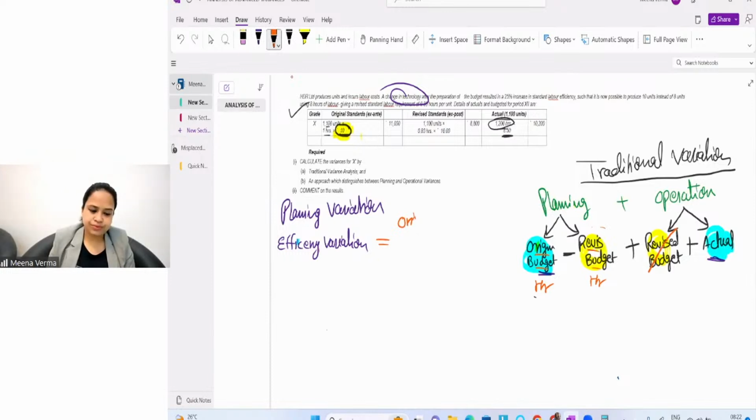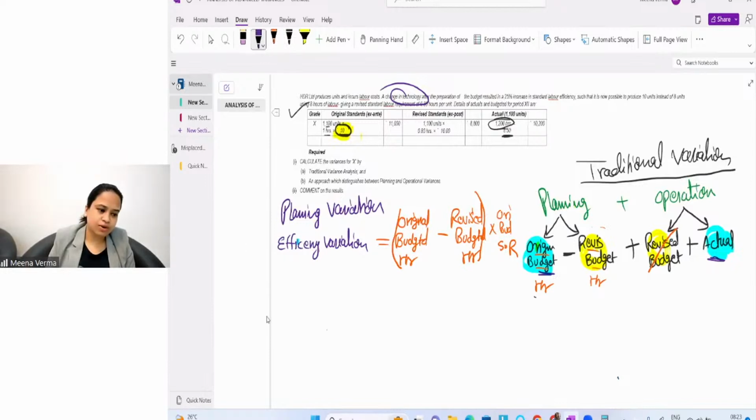So original budgeted hour minus revised budgeted hour into original budgeted standard price, standard rate. Right, consider this formula, find the efficiency variation.